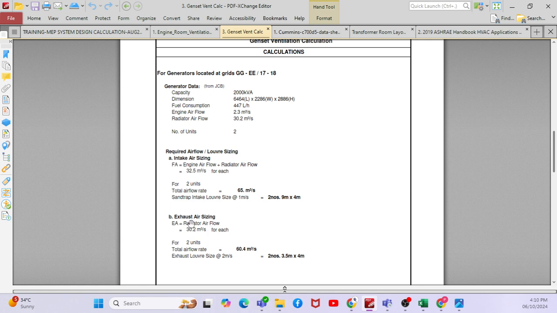And for the exhaust, you have only radiator cooling, right? Whatever air cools the radiator will be hot air that is discharged outside, because the combustion air goes through a pipe as flue gas, as it converts from oxygen to flue gas. Clear, right? So this is the way to calculate ventilation fan capacity for intake and exhaust.